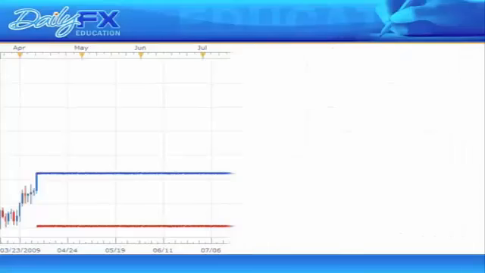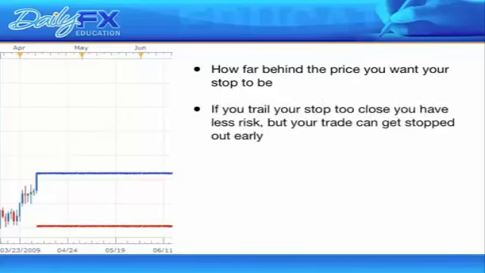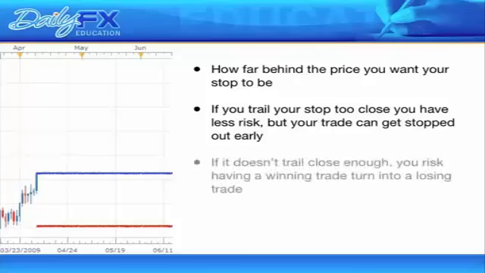When manually trailing your stop, you first need to decide how far behind the price you want your stop to be. If you trail your stop too close, you may have less risk, but you leave your trade susceptible to getting stopped out early. If your stop does not trail or follow the price close enough, then you run the risk of having a winning trade possibly turning into a losing trade.